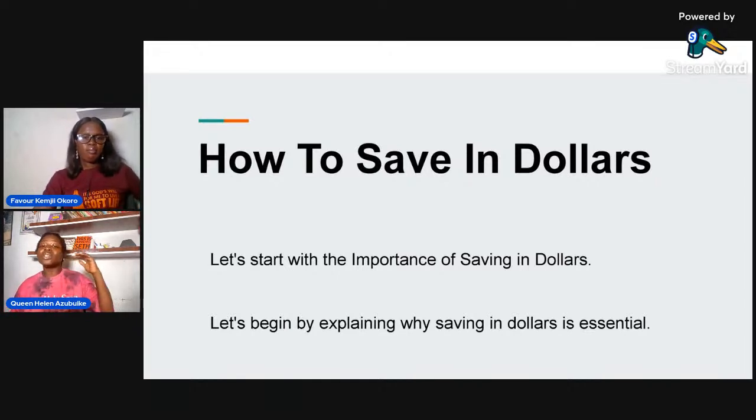I mentioned to you the importance of saving. Now, saving in dollars is essential. It is important. Let me give us a scenario. As of January 2023, a dollar to naira was 550. I was actively trading the crypto market at that time, and even when the dollar went to 550, we were still shouting, hey dollar, hey naira. We did not do anything about it.